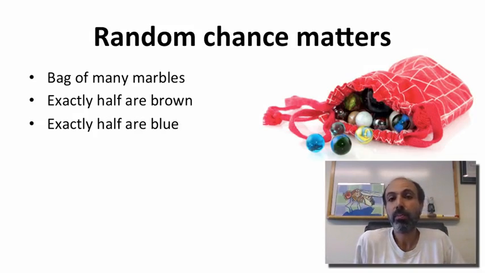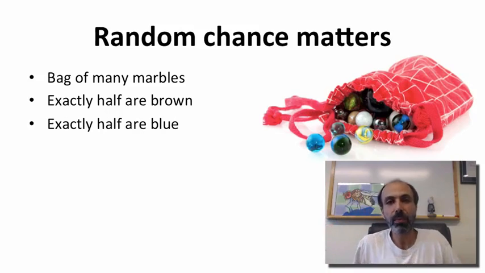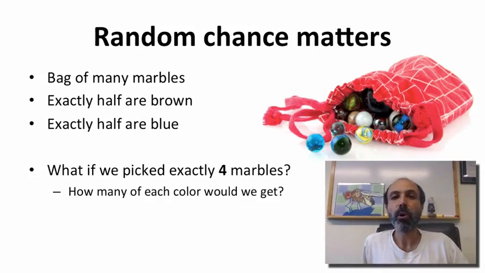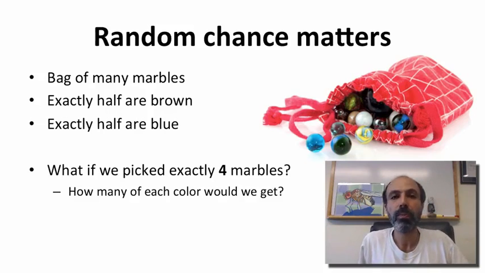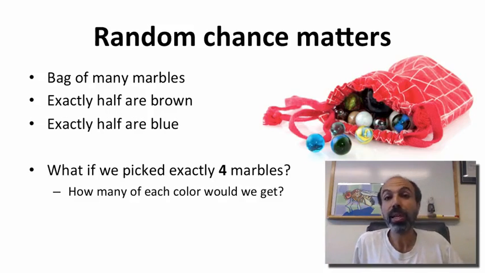Let's imagine that you have brown marbles and blue marbles only in this bag, and exactly half the marbles in the bag are brown, exactly half the marbles in the bag are blue. Now what's going to happen is you're going to start a new bag of marbles. Now what if we start this new bag of marbles with exactly 4 marbles from the old bag, and we just reach in and randomly pick out 4? How many of each color would you get?